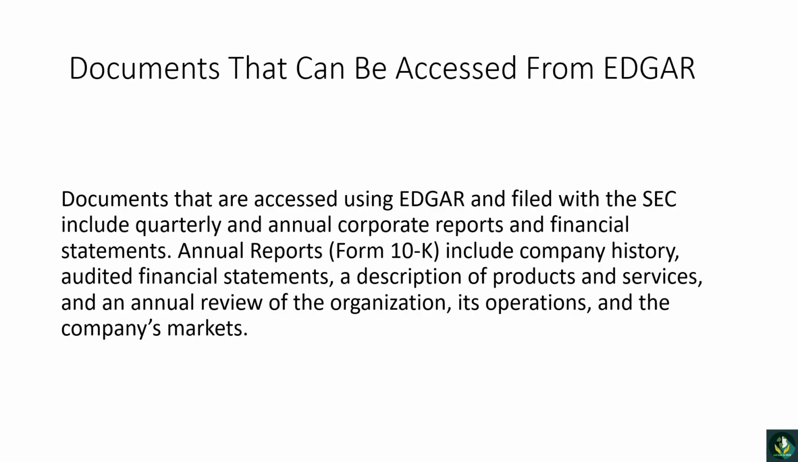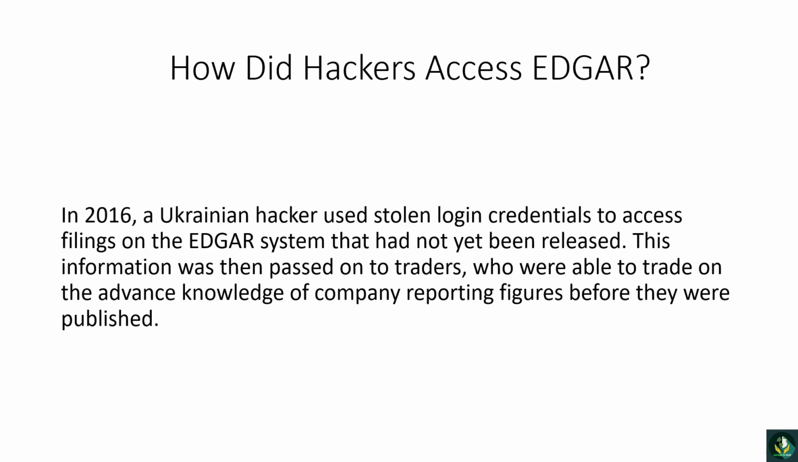In 2016, a Ukrainian hacker used stolen login credentials to access filings on the EDGAR system that had not yet been released. This information was then passed on to traders who were able to trade on advance knowledge of company earnings figures before they were published.